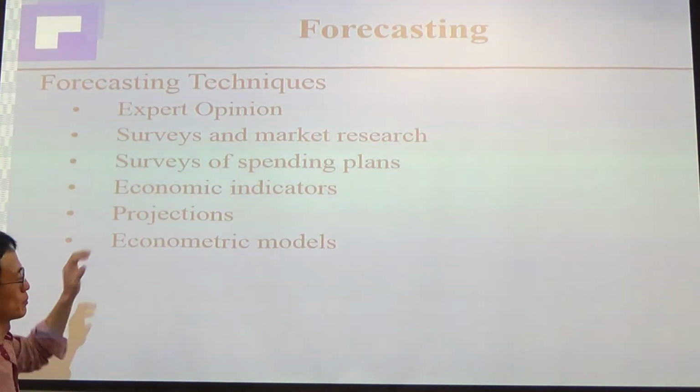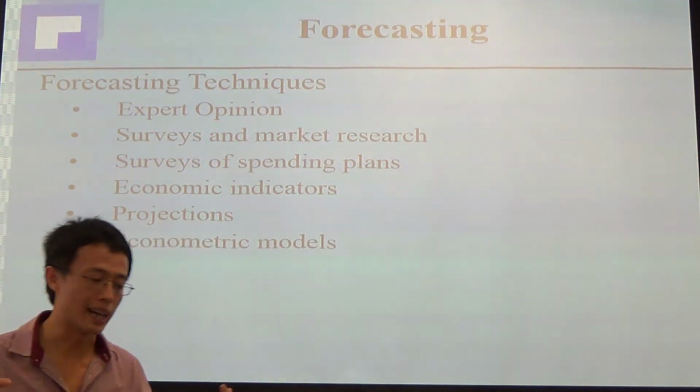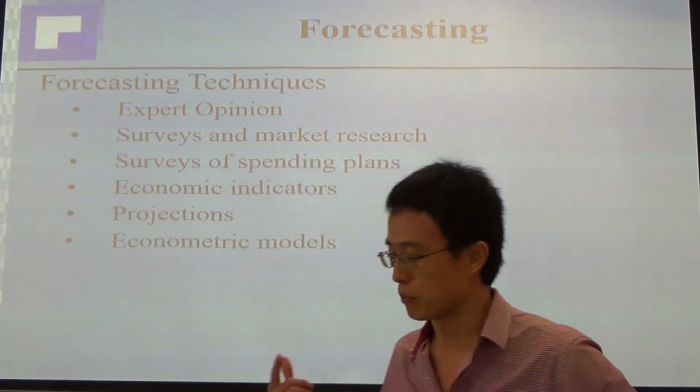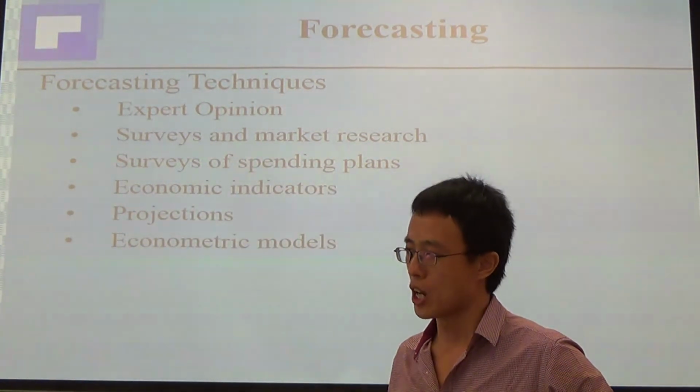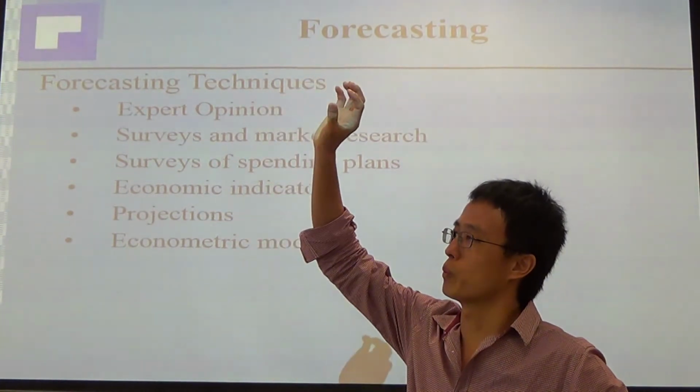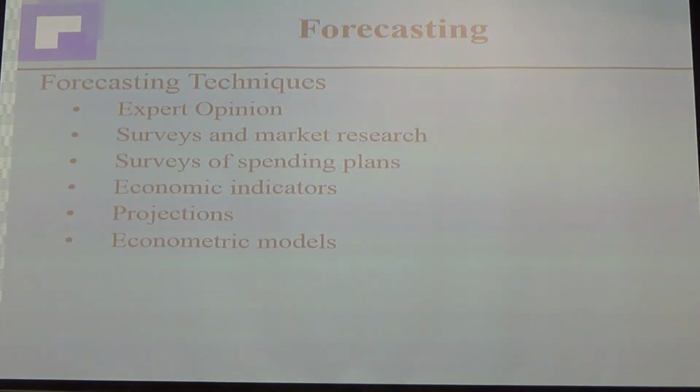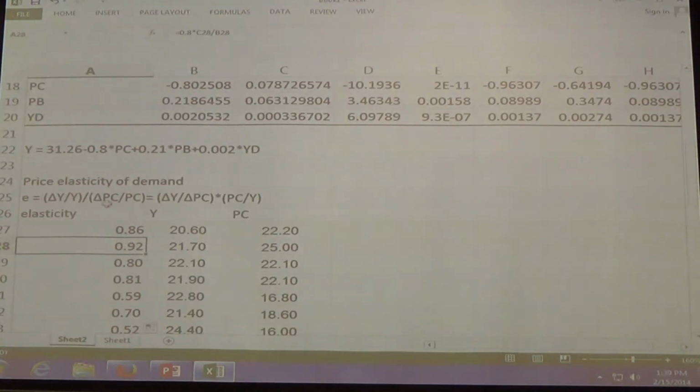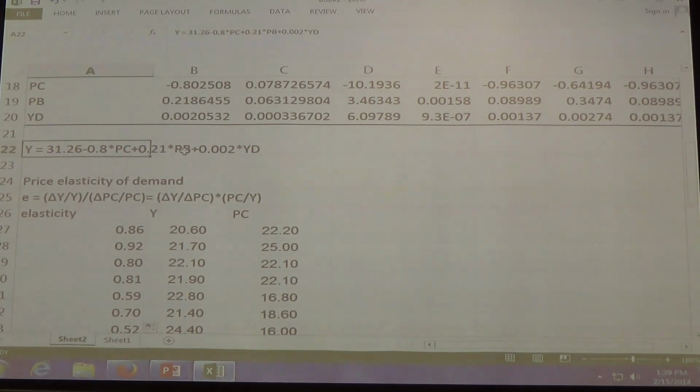Or you can use econometric models. Like previously, we estimated the demand function for chicken. So if you got this equation, and you assume that the price of your chicken next year is going to be $20 per kilo, and beef is going to be $25, and people's income will increase by say 20%.